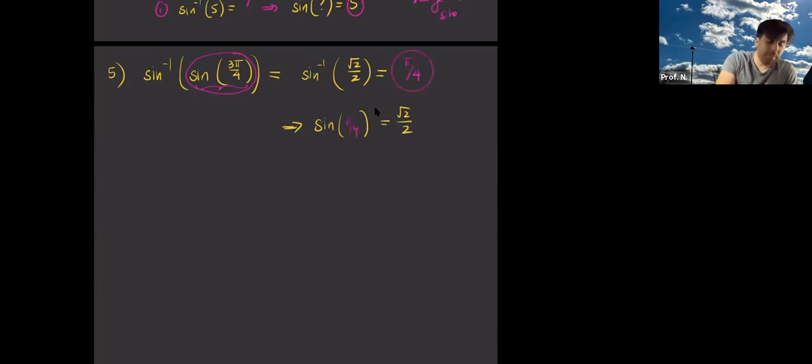So be very careful. You can't just cancel stuff out, even though it seems as though you can, because of the domain and range of sine, cosine, and tangent. You have to be careful. And I'll leave you with that. All right? Okay.